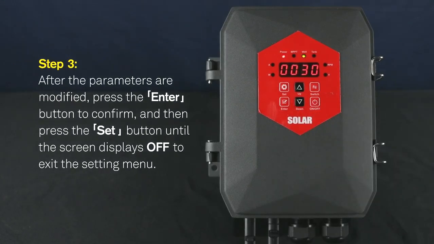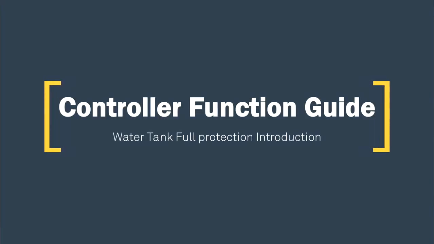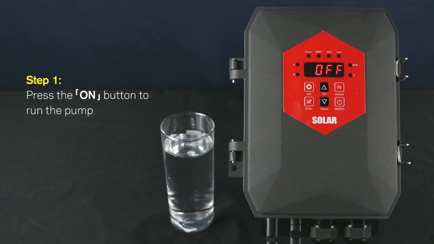Step 3. After the parameters are modified, press the Enter button to confirm, and then press the Set button until the screen displays off to exit the setting menu. Controller Function Guide. Water Tank Full Protection Introduction. Step 1. Press the On button to run the pump.